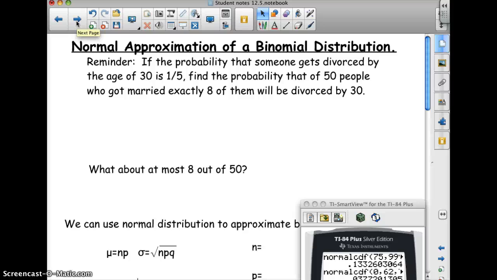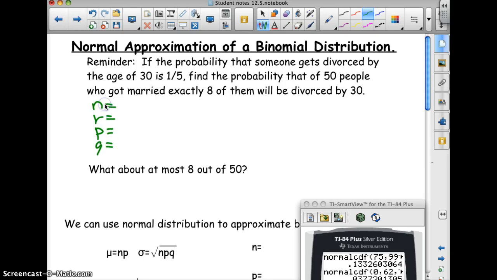This is the case where I want to use a normal approximation for a binomial distribution. Just to refresh your memory, let's do a binomial probability here. The probability that someone gets divorced by the age of 30 is 1/5. What's the probability that of 50 people who got married, exactly 8 of them will be divorced by 30? That's going to be an nCrPQ. We have 50 people total, and I want exactly 8 of them to be divorced by the age of 30. In this case, we're going to consider being divorced a success, unfortunately.